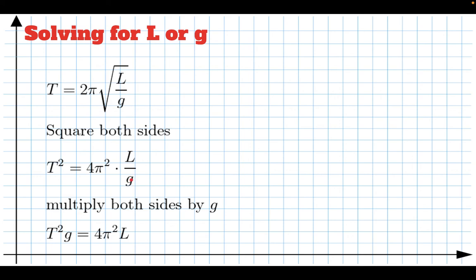Now, the next step is to multiply both sides by g. So I'm going to get g times T squared equals 4 pi squared L. And once you're here, you're home free. Because if you want to find L, divide both sides by 4 pi squared. If you want to find g, divide both sides by T squared. So once you get to this stage right here, it's pretty easy to solve for either g or L. So in some of the homework problems, you'll have to do that. So that's the lecture in short. And so you can use that to kind of figure out how to solve the problems which are online.